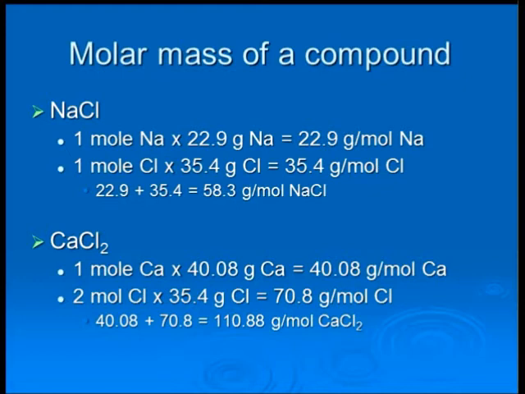Then when I add those two together, I end up with 110.88, and that's the total molar mass for calcium chloride. So that's how many grams I need in order to reach that 6.02 times 10 to the 23rd. Alright, so it's pretty straightforward.